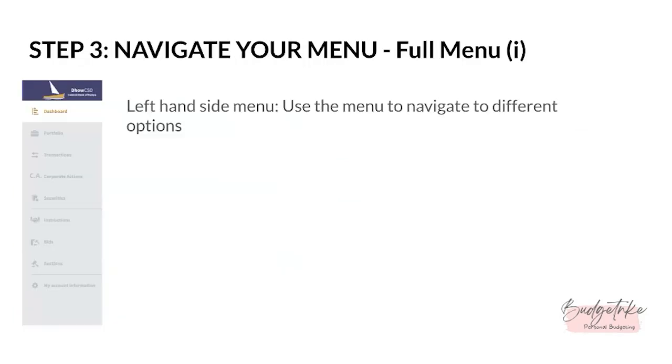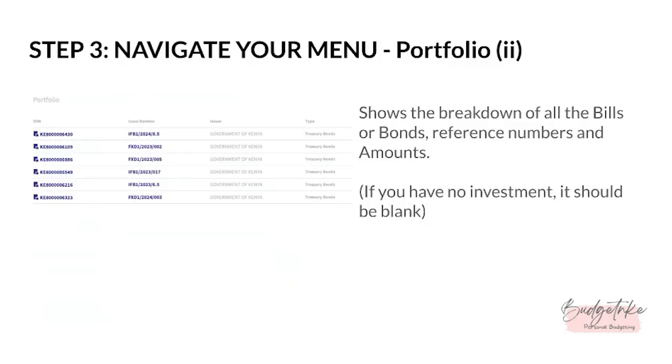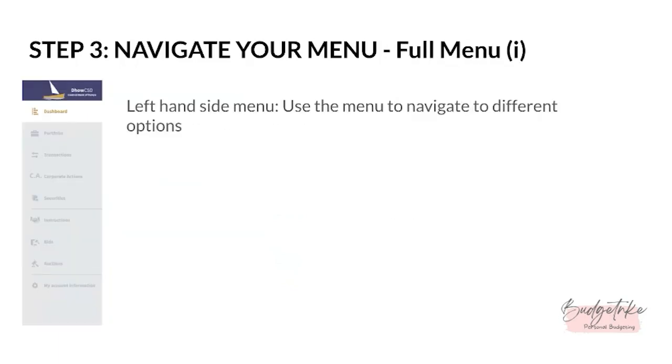Once you enter the portal, the first place to navigate will be the menu. And the menu is on the left-hand side, and you'll see all these different sections: dashboard, portfolio, transactions, corporate actions, securities, instructions, bids, auctions, and my account information. The first part is the dashboard.